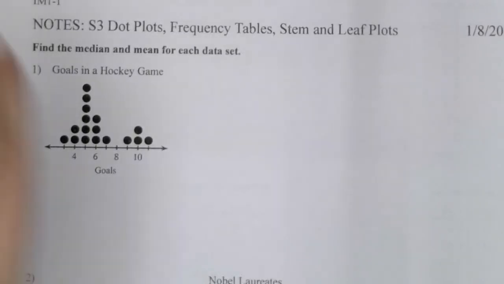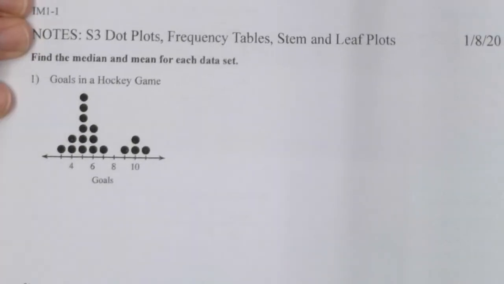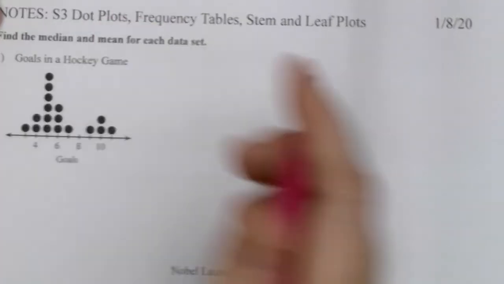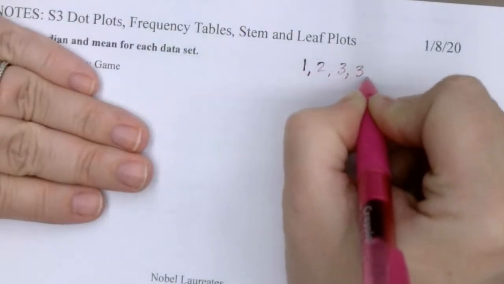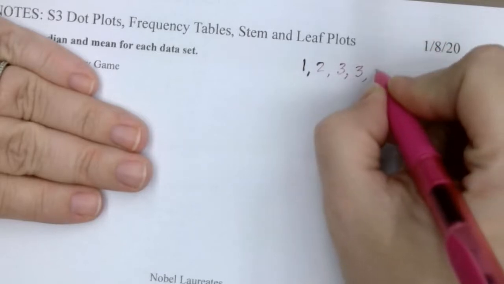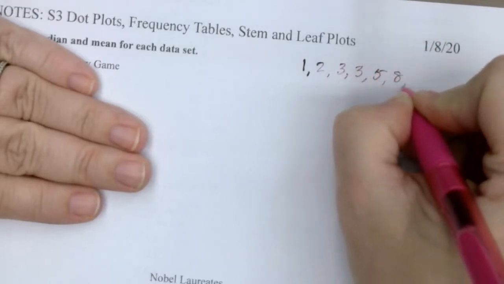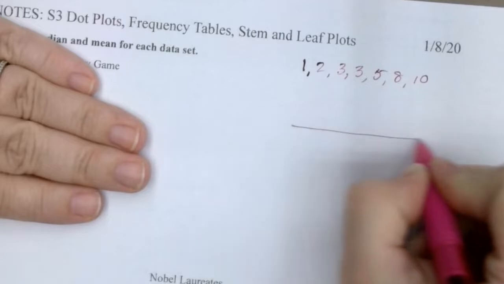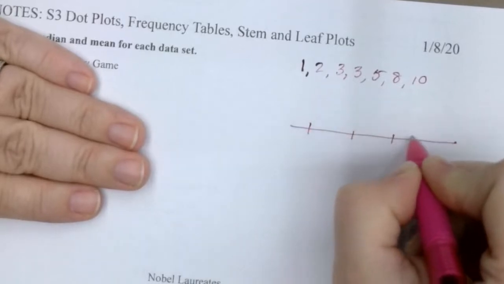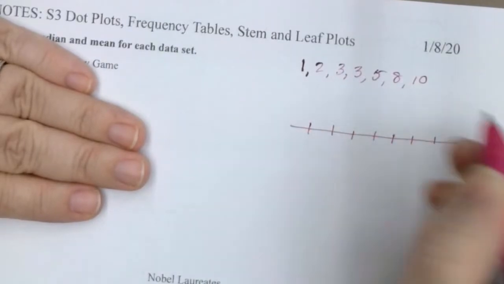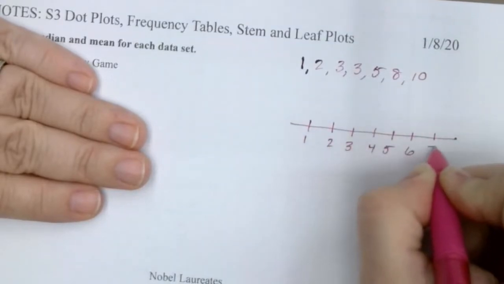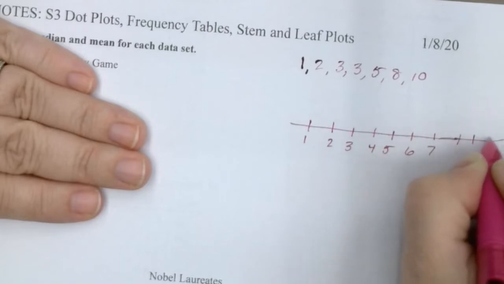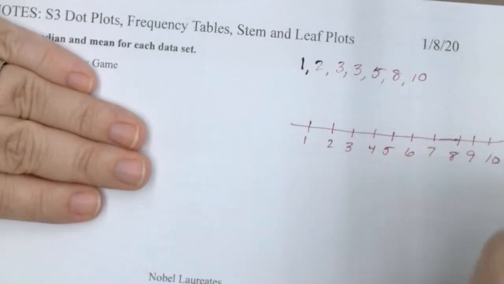All right. So we saw dot plots the other day, didn't we? Yeah. Okay. Do you think you could construct a dot plot? Like if I gave you a list of numbers, like 1, 2, 3, 3, 5, 8, 10. If I gave you something like that and a line, I could do 1, 2, 3, 4, 5, 6, 7, 8, 9, 10. And what would I do?